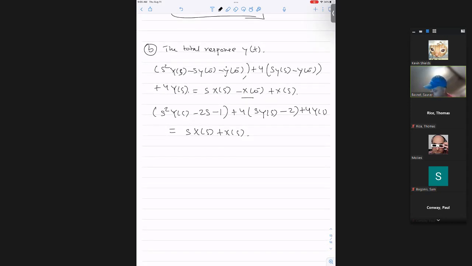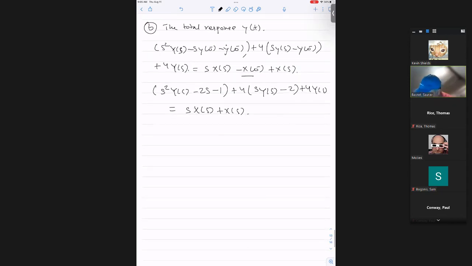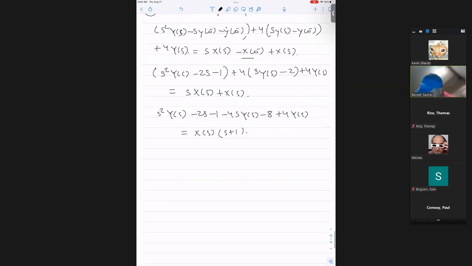So now we can clean it out. I can separate s squared, I can separate y(s), and I can separate the s term. So it would be s squared y(s) minus 2s minus 1 minus 4s y(s) minus 8 plus 4y(s) equals x(s) plus 1, right? Yeah, this is right.